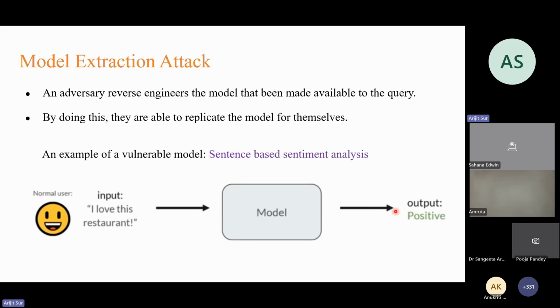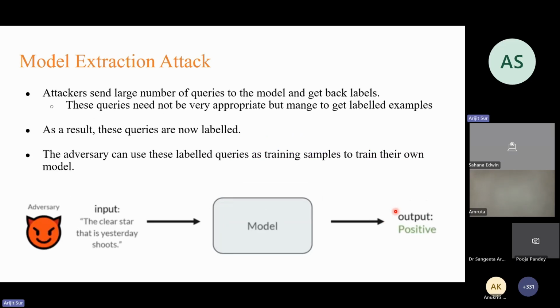Now, the attacker sends a large number of queries to the model and gets back the labels. Different types of sentences are put into the model, and the attacker gets the corresponding sentiment. These queries need to be very appropriate and manage to get the labels. As a result, these queries are now labeled.